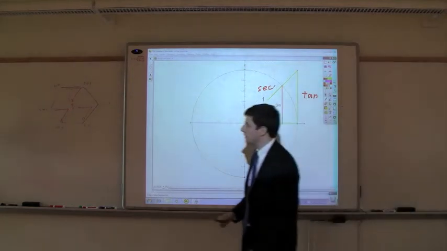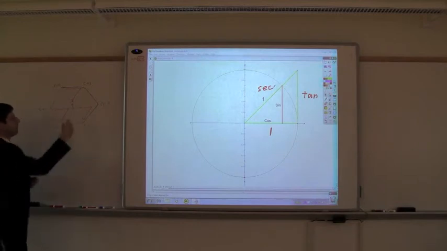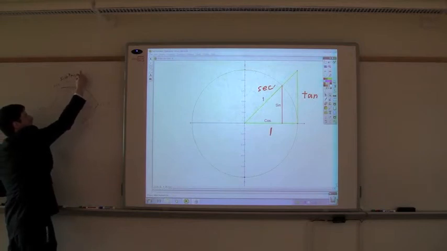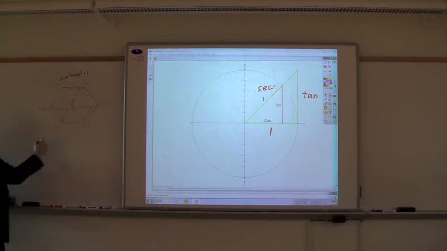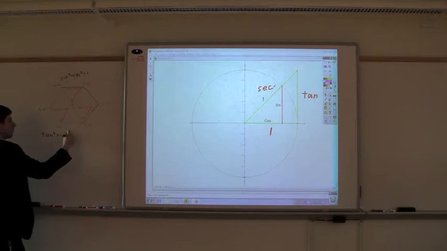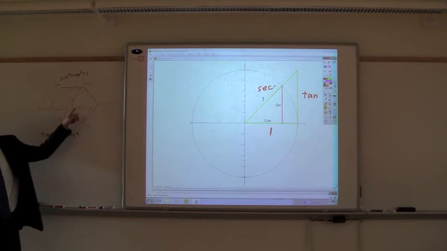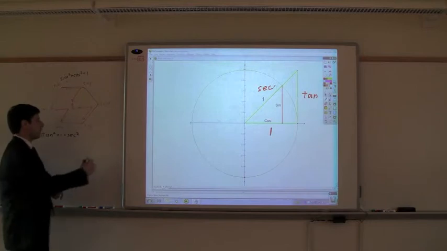Equals? So that's where we get the other part. That's where all this stuff comes from. We've got tangent squared plus 1 equals secant squared. So that's why this all works. And the third one, we're not going to draw that, but you've got to believe me that 1 plus cotangent squared does indeed equal cosecant squared. So they're all shown.